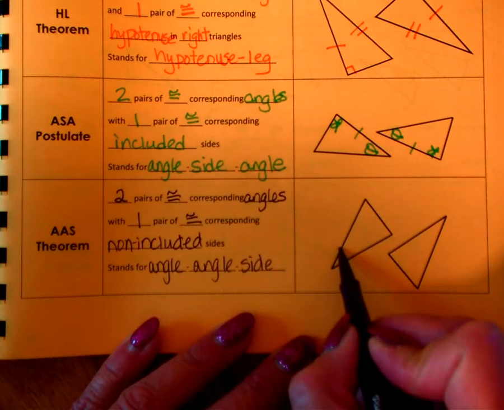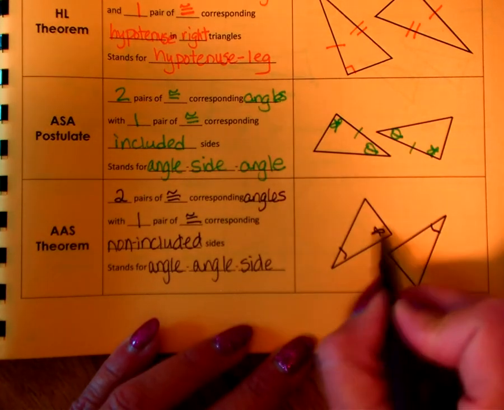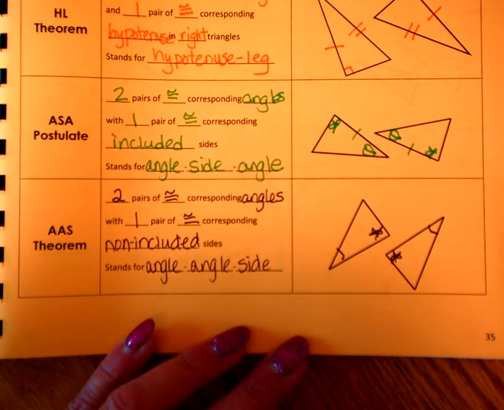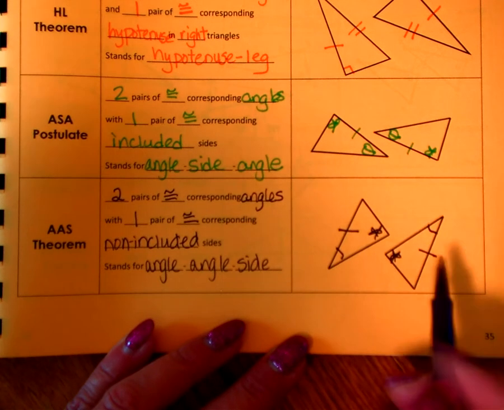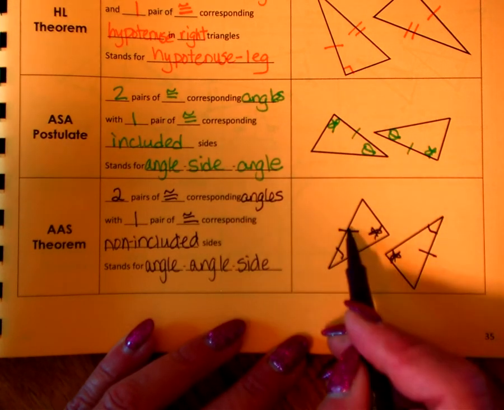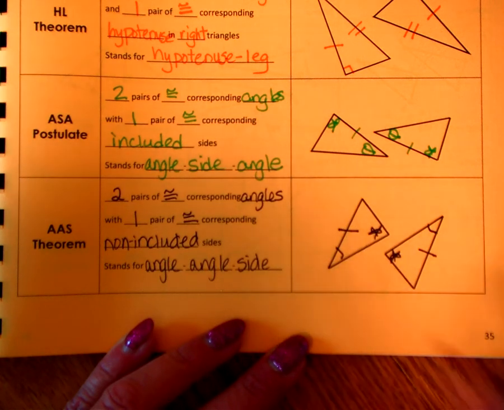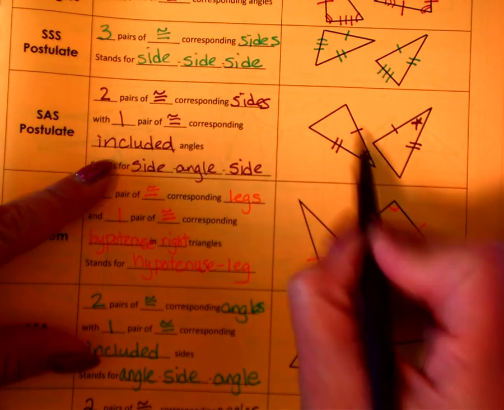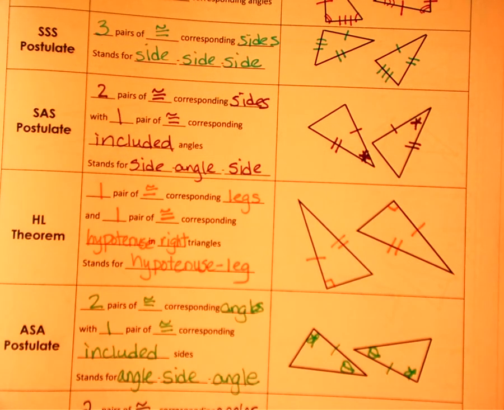Okay, so for example, if we have congruent corresponding angles there, and for example here, then in order to be angle, angle, side, this would be an example of the side. So angle, angle, side. Okay, so that's the non-included. It's not the side that's between the two angles. So up here when we said the included, the angle between the two sides. Okay, difference between included and non-included there.